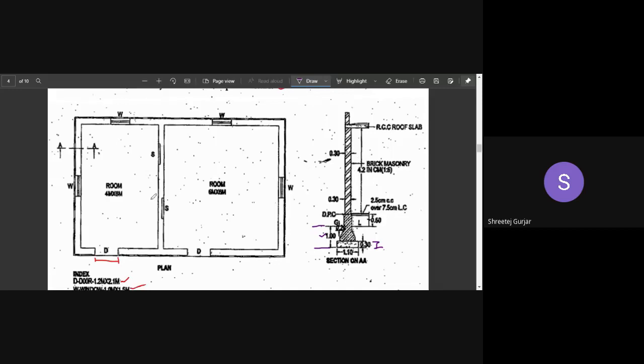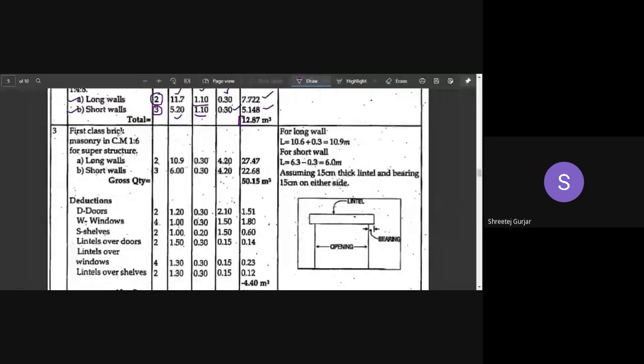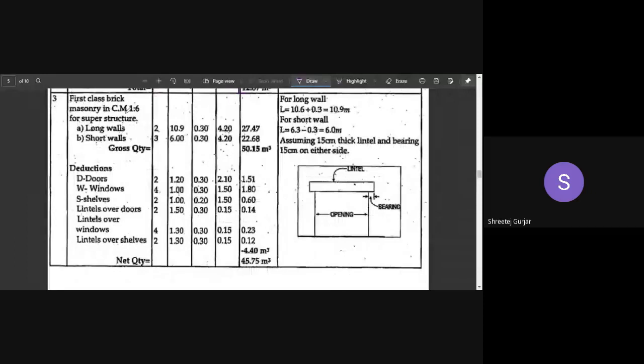And we will look into how we calculate the length now. So coming to first class brickwork masonry in cement mortar 1:6. This is given, cement mortar 1:6 for superstructure. We are dealing with the superstructure and not with the substructure. Under that we have to write two types: first is your long wall and second is your short wall. Then coming to number, there are 2 long walls and 3 short walls.